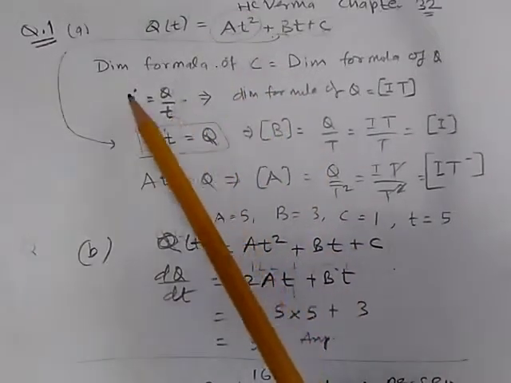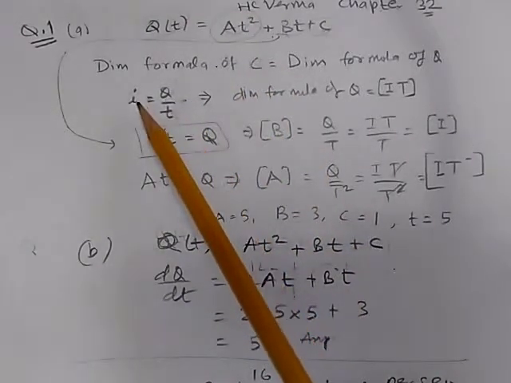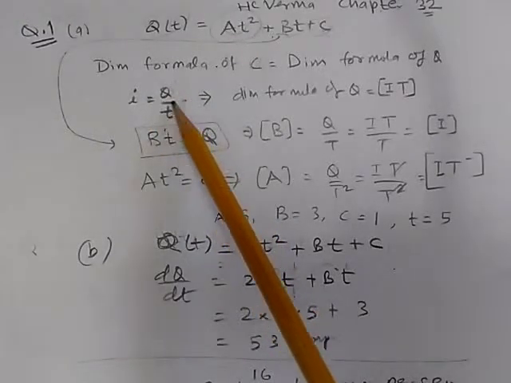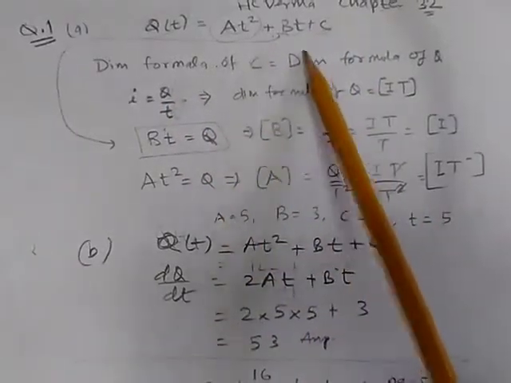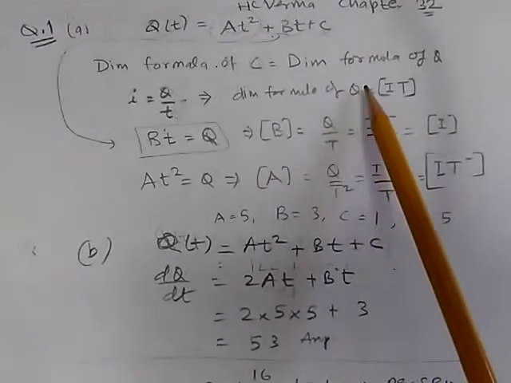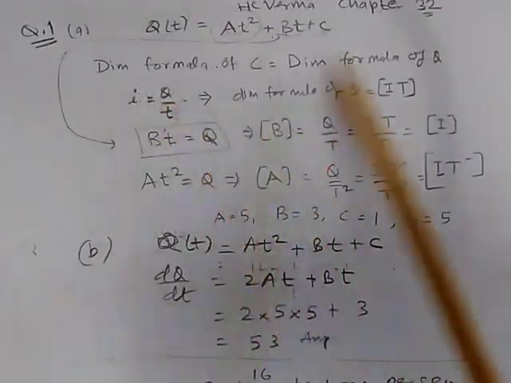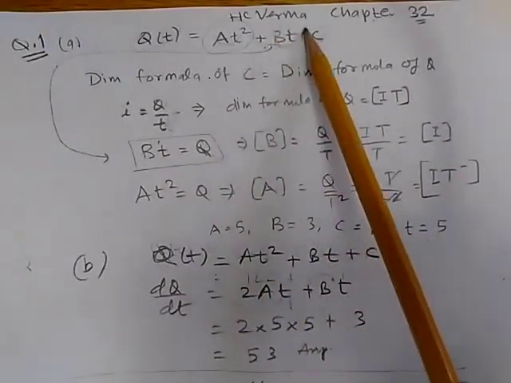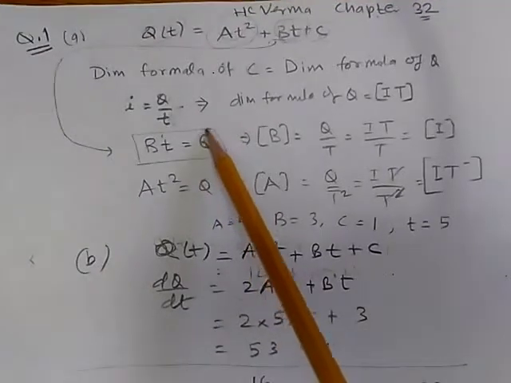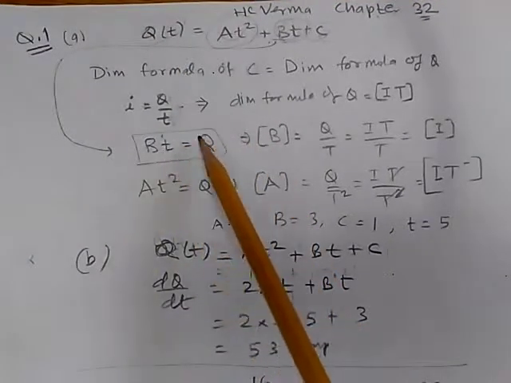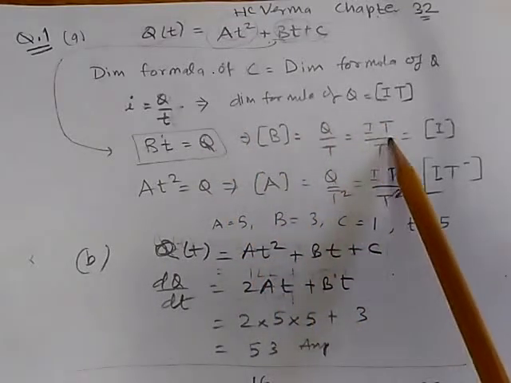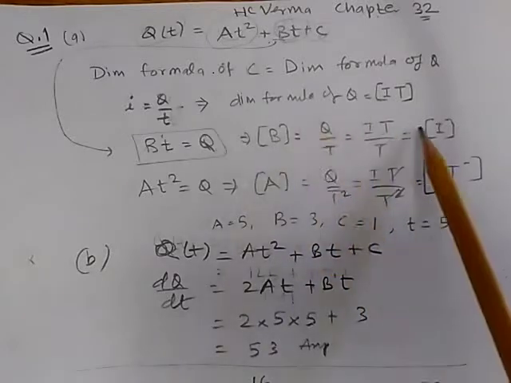And Q is given by current multiplied by time, because current is defined as nothing but the amount of charge passing through a wire in a unit second. Therefore the dimensional formula of C is equal to that of Q, which is the dimensional formula of current into T, or IT. Now the dimensional formula of Bt will be the same as that of Q. So the dimensional formula of B will be that of Q by T, and Q is given by IT. So T cancels. The dimensional formula of B is I.